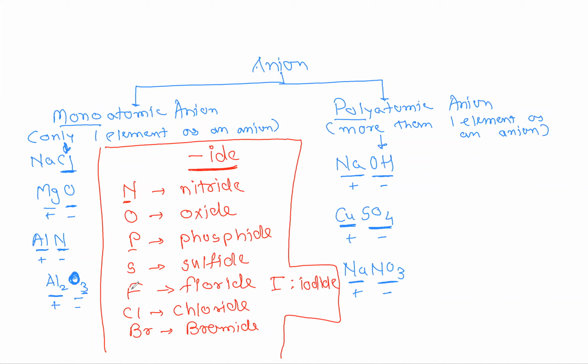Okay, so as long as there is only one element as an anion, this is how you can name it, right? We are going to discuss more of this in detail, but before we talk about that, I think we should practice a couple more examples in which you are going to use these names.